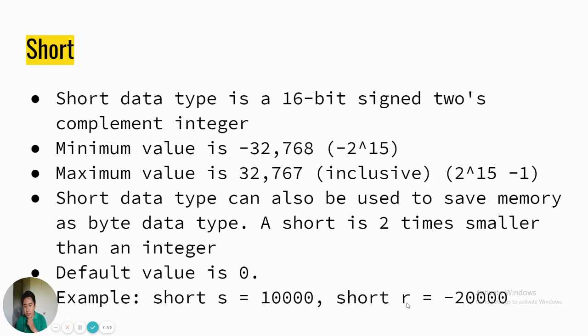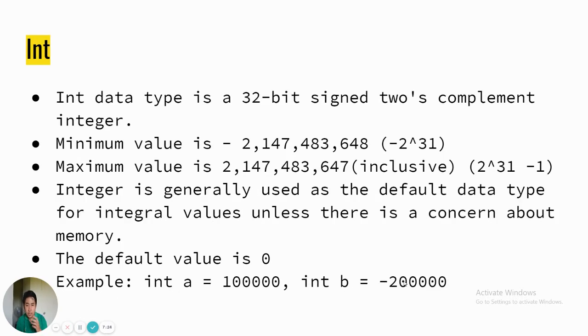So I have here another example. We declare the variable named s, the data type is short, and the value is 10,000. So 10,000 is still included in the minimum and maximum value of short. So here is another example.